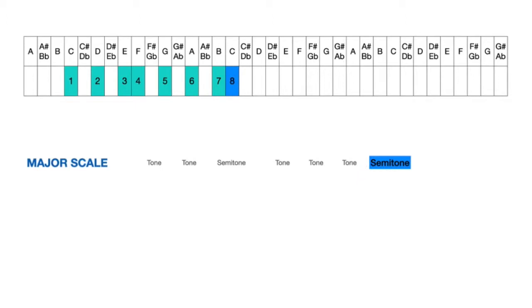It's the same value as our number 1. So we could essentially start again. The next note will be a tone above. So note 9 is going to be a D. Note 10 will be a tone. Note 11 will be a semitone, 12 is a tone, 13 is a tone, 14 is a tone, and the semitone brings us back to another octave at note 15.